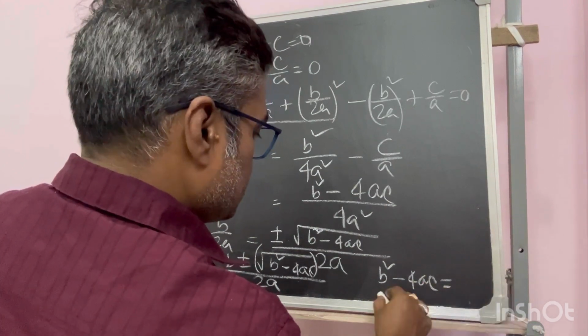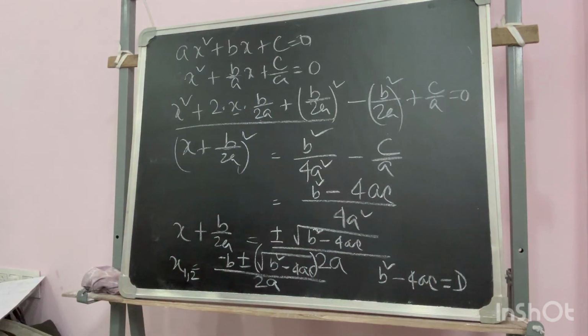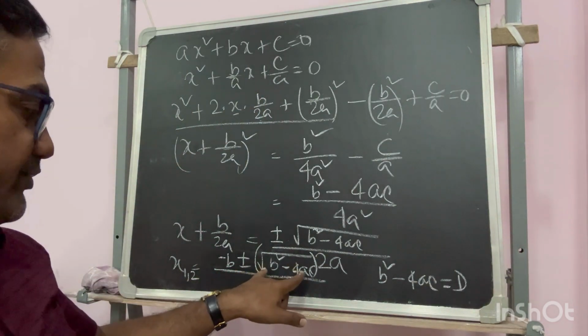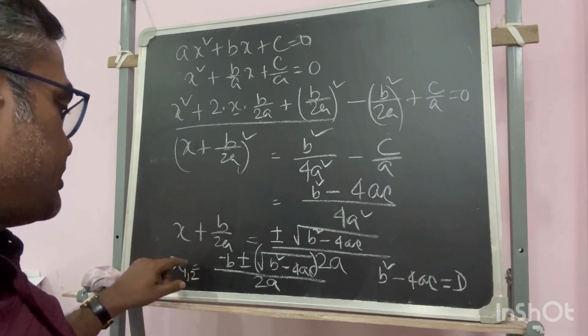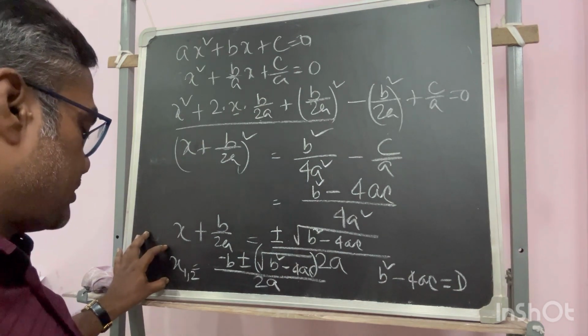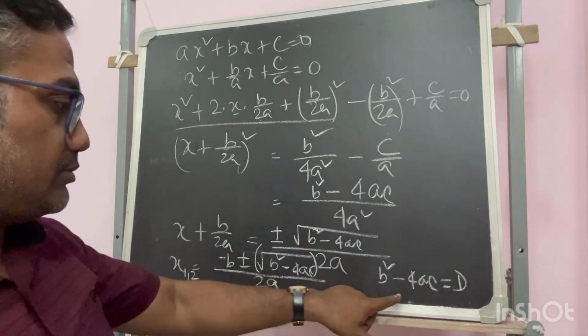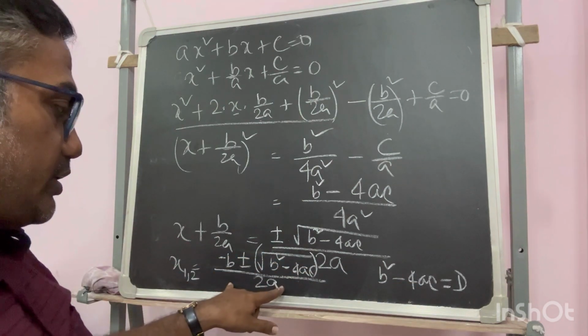This part is a specific part, and this term is called the discriminant. This has a specific role to distinguish the characteristic of these roots that I will discuss in the later class. So this term is called the discriminant of the roots of the quadratic equation.